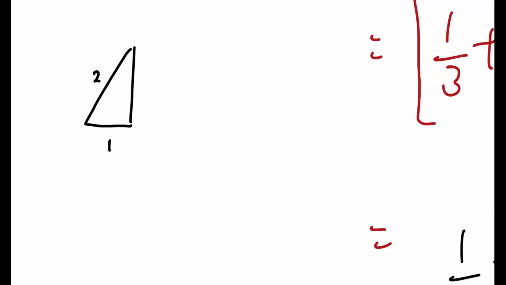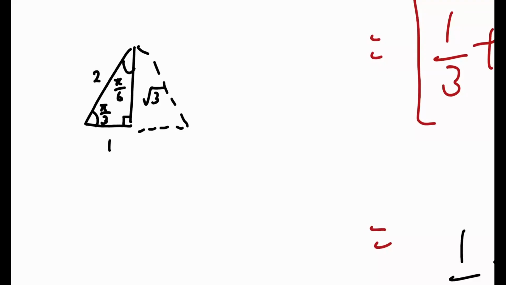1, 2, square root 3. This is 60 degrees, pi over 3. It started with an equilateral triangle. You chop it in half, so there must be pi over 6, 90 degrees.